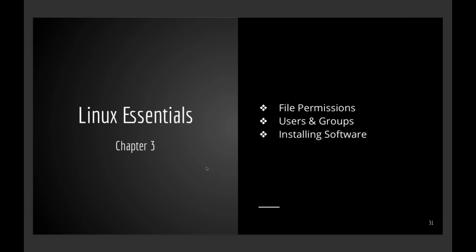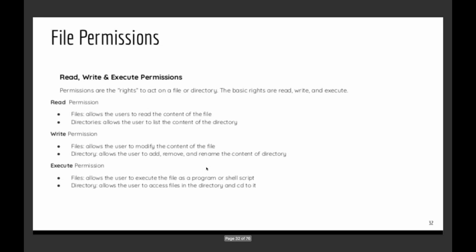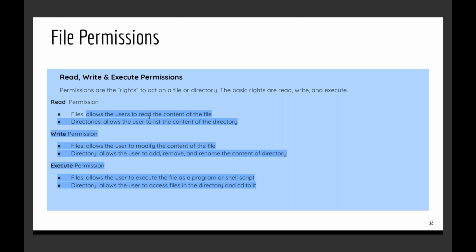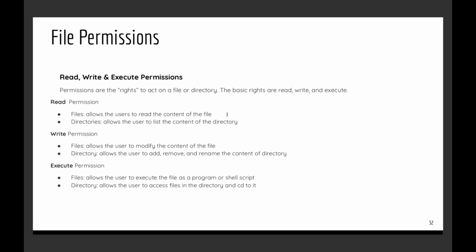Cover it in this chapter. Okay, we have three permissions in Linux, which are read, write, and execute. So if we have a read permission on a file, it means that we are allowed to read the content of the file.